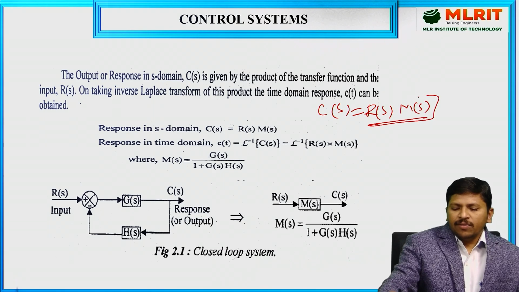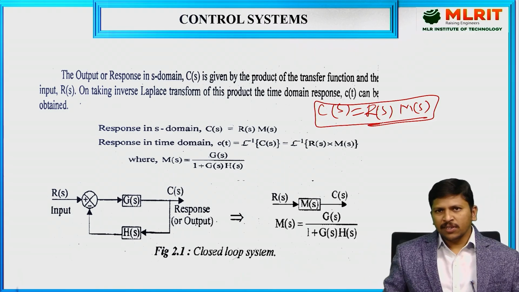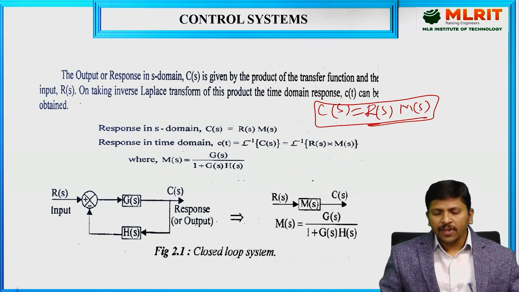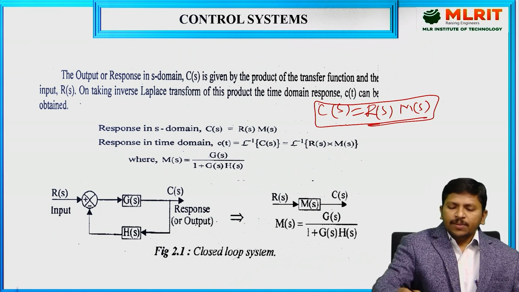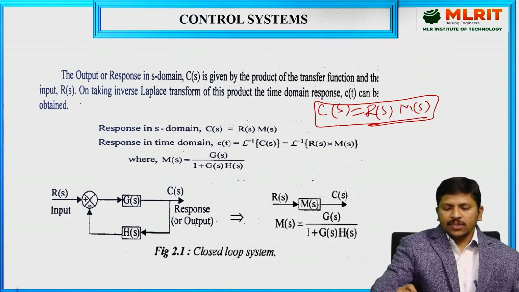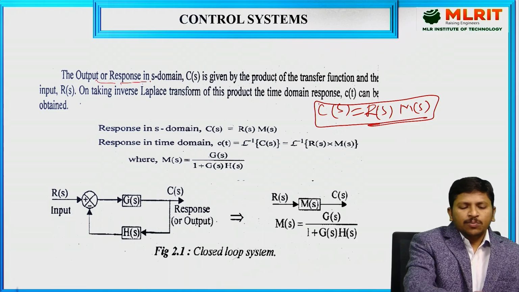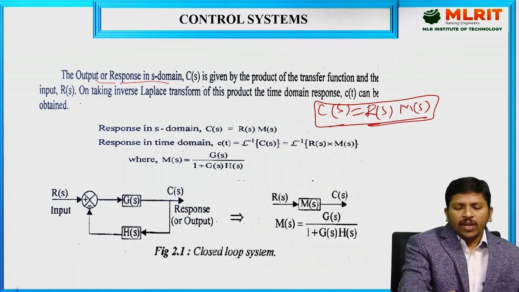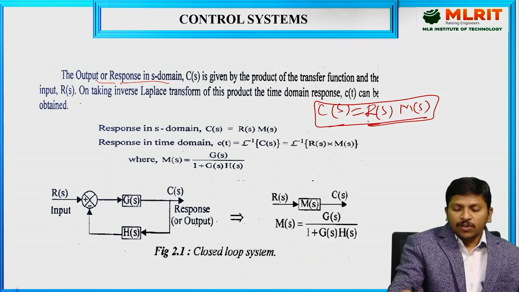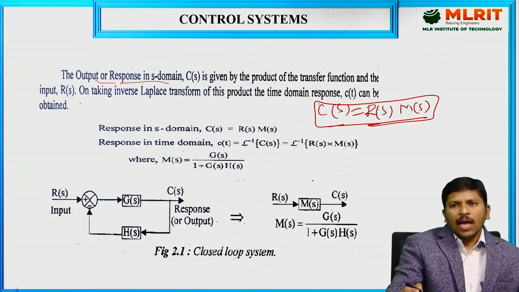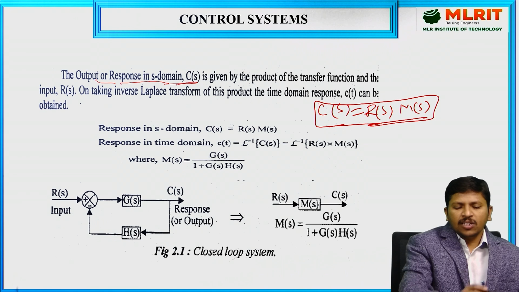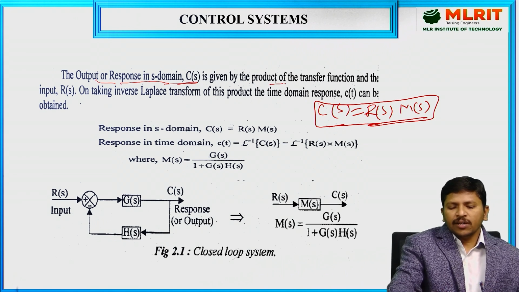To calculate the time response, we simply apply the inverse Laplace transform to the output of the closed loop transfer function, that is C of S. The output or response in the S domain, C of S, is nothing but the S domain output. Applying the inverse Laplace transform to the output of the system, where C of S is given by the product of the transfer function.